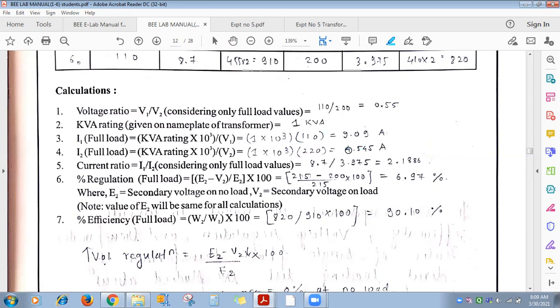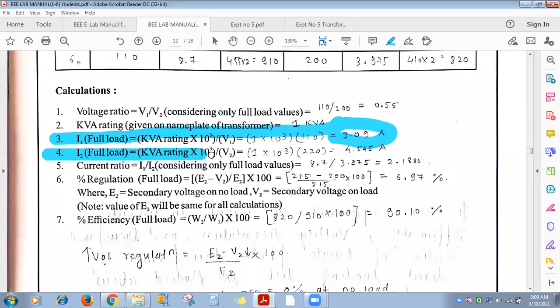What is I1 full load you are getting here? How much I1 full load did you get here? 9.09, correct, 9.09 ampere. And what about I2 full load? How much did you get here? 4.545, correct, 4.545 ampere. Okay, so what is the application of these two values? You will derive this formula in theory. You will learn this formula for I1 full load and I2 full load.